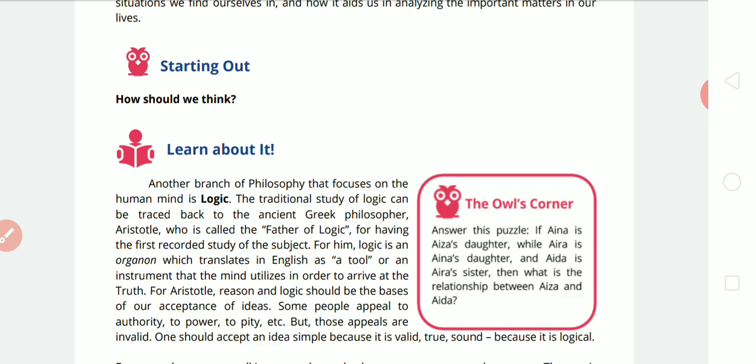So for Aristotle, reason and logic should be the basis of our acceptance of ideas. So para sa iya yung emphasize na for a certain idea to be accepted, it should have been based with reason and logic. So para sa iya dako jud kayo og tabang si logic and reasoning or itong si reason para ma-accept ang isa ka idea or isa ka concept or kanang isa ka proposition.